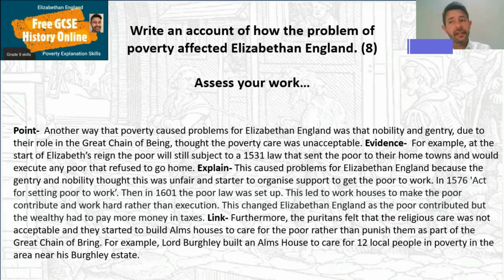Also, you can see that both these paragraphs are quite quickly changeable, and you can change it to any question really about poverty, whether it's changing society or causes of poverty. It just needs a little bit of tinkering, and you've got an answer for lots of questions.